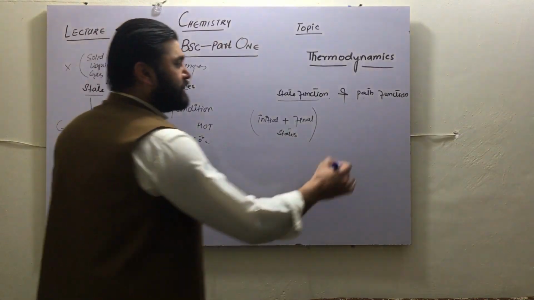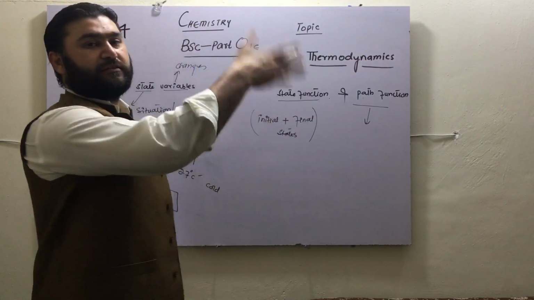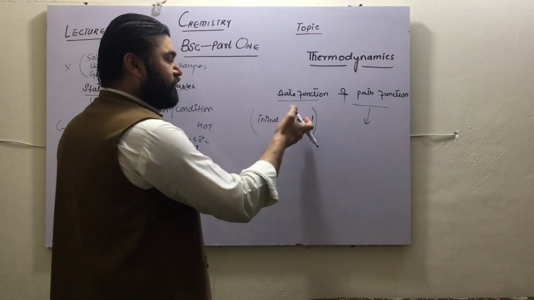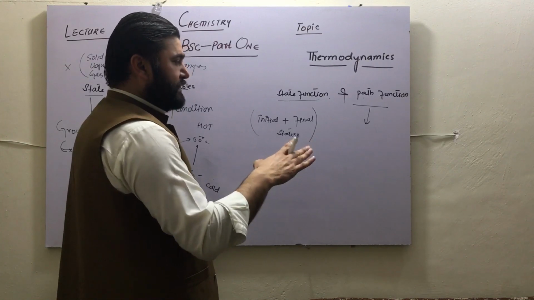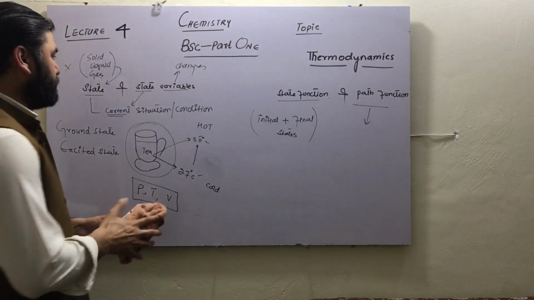And what is path? It only tells you which route it came by. It doesn't tell you what the initial was, what the final was. It doesn't deal with that. Suppose I explain it to you with an example. Let me give you an example.